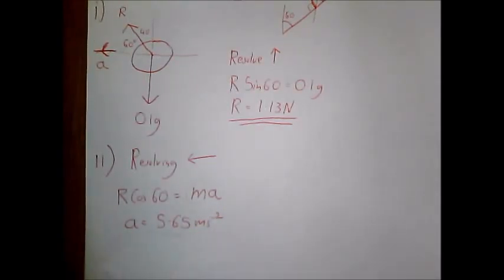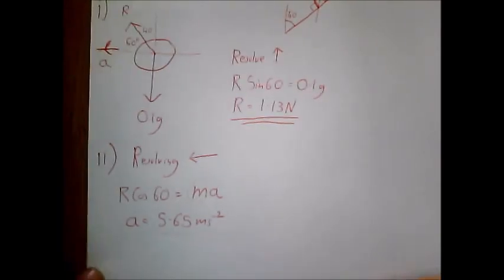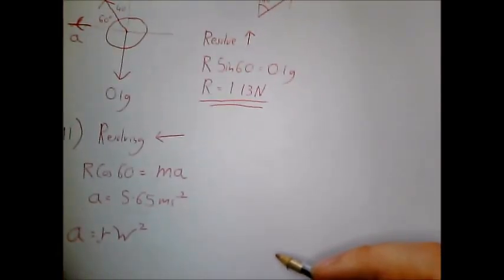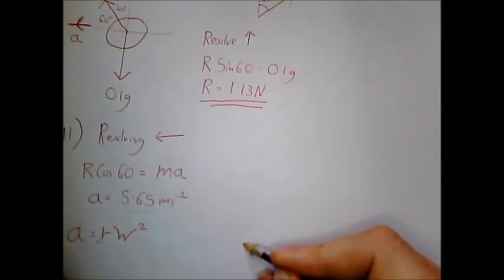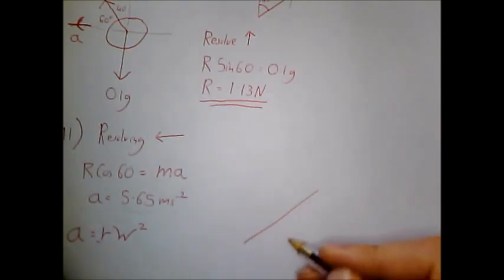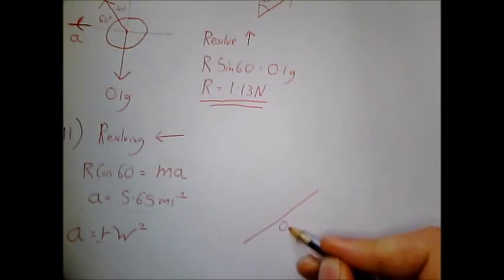Now we know the acceleration, we can start to calculate the angular velocity. I know that the acceleration is equal to the radius of the circle multiplied by the square of the angular velocity. Now, I don't know the radius yet, so let's go back to my diagram. I know that this distance there was 0.8 meters.